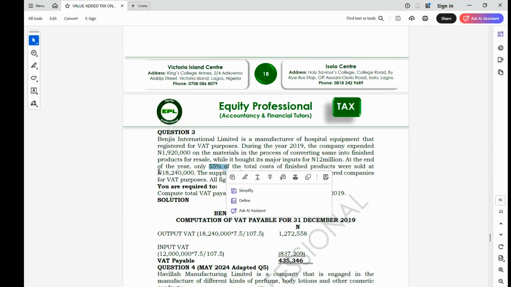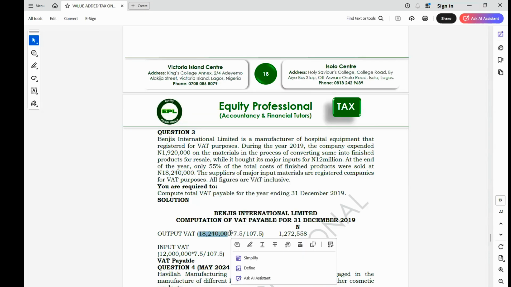It is that amount that we generated as sales that we are going to charge value-added tax on when we are collecting our VAT. So the total sales that we made in this year is what? 18,240,000. Our value-added tax will now be 18,240,000 multiplied by, since we are told that the figures are VAT inclusive, that means instead of that figure being at 100%, the figure is at 100% plus 7.5. When you add 100 plus 7.5, that will give you 107.5.